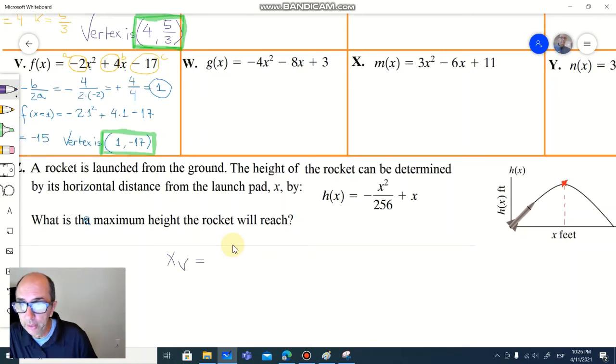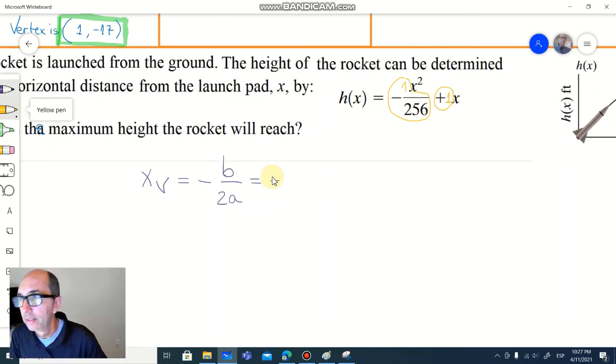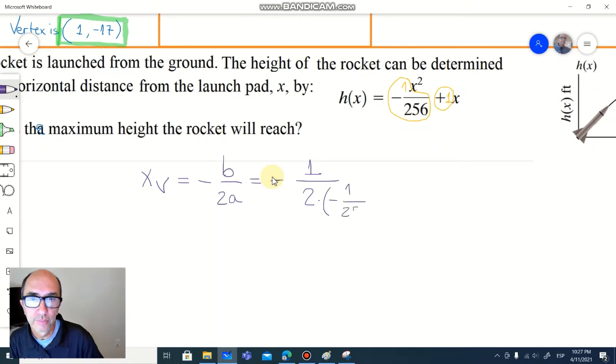x of the vertex equals negative b over 2a, and let's identify them on the function. b is positive 1 and a is negative 1 over 256. Can you see? So negative b is negative 1, over 2 times a, which is negative 1 over 256.